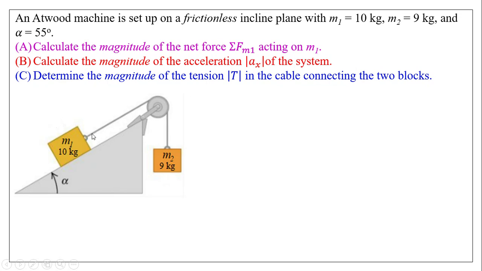So here's the cable that connects M1 and M2. So this is pretty straightforward since there's only one string and two blocks. All right, let's go and crack it out. As usual, draw out your forces. This way you don't miss anything.